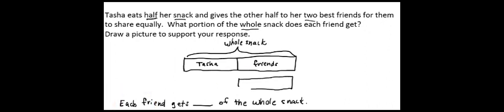I'm going to start by drawing the whole snack, and I'll use that as a tape diagram. So we'll call this the whole, and I'm going to divide it in half because Tasha eats half of the snack. So we'll show that this portion is what Tasha ate. This portion is what she gave to her friends. Now we know that she divided this portion into 2 pieces, so I'm going to draw a tape down below to show that she took that half and divided it into 2 pieces. And that way she could give the pieces to friend 1 and friend 2.